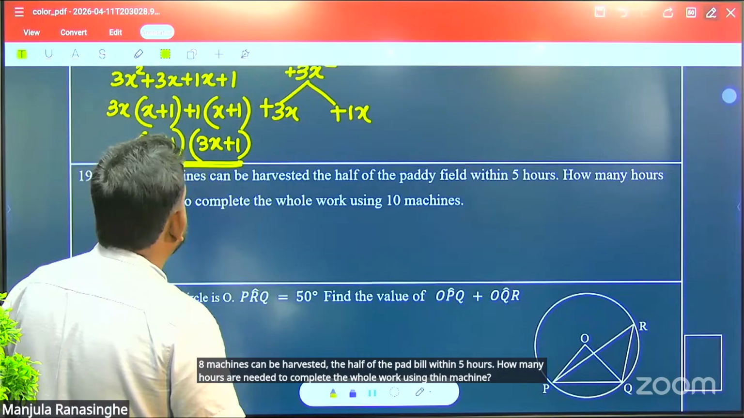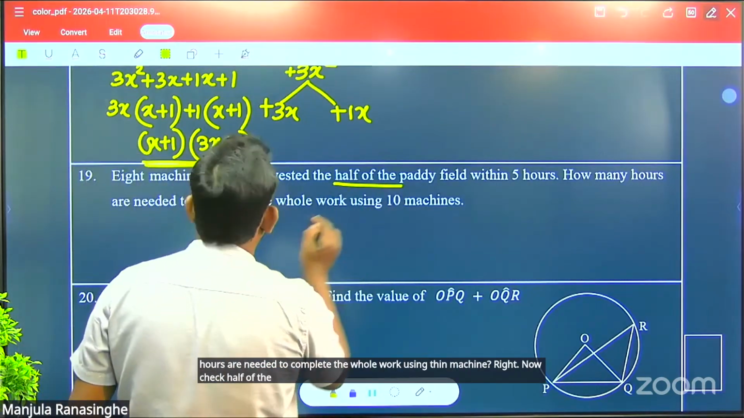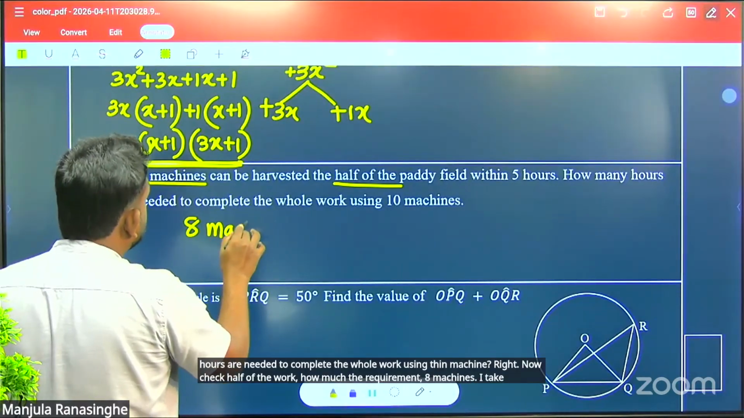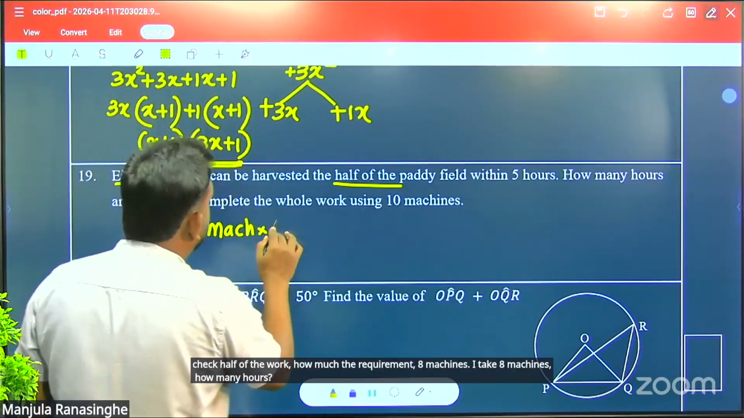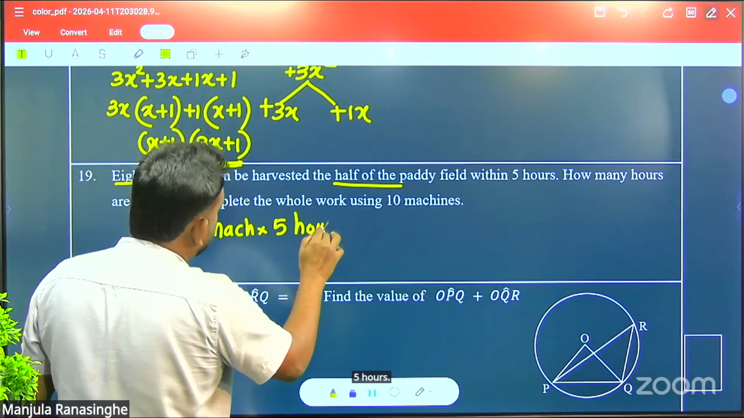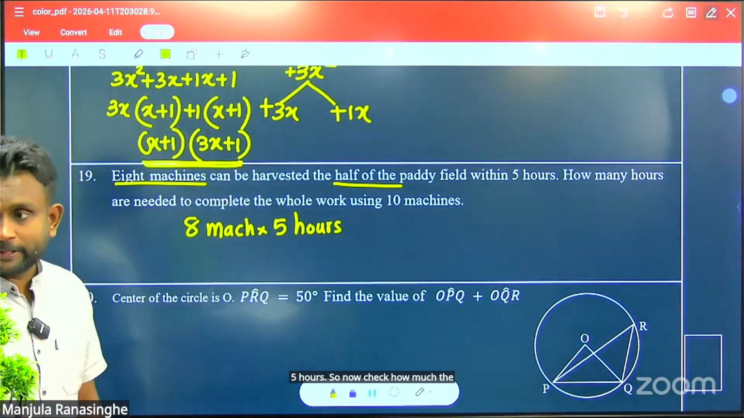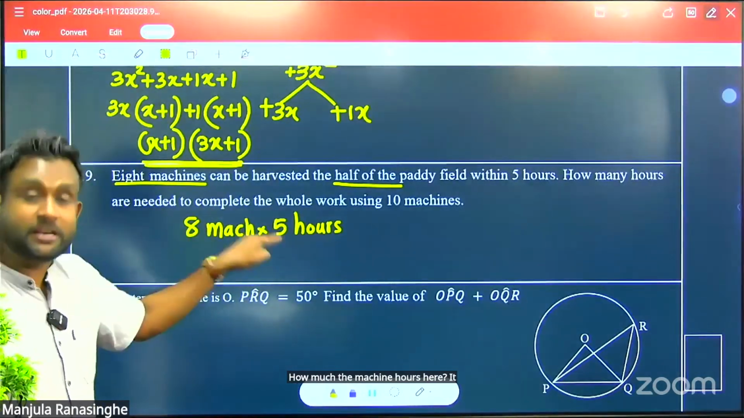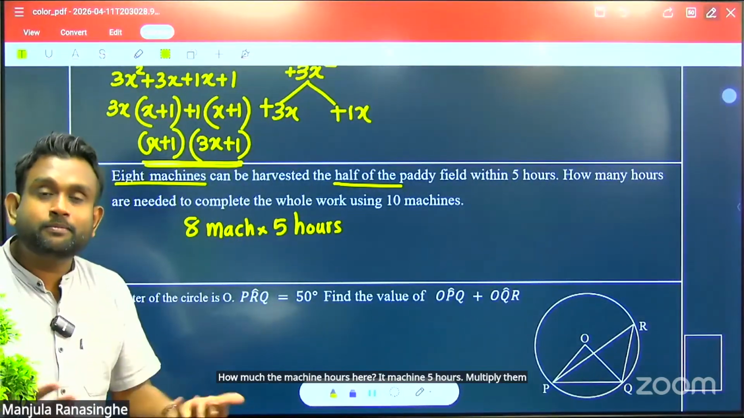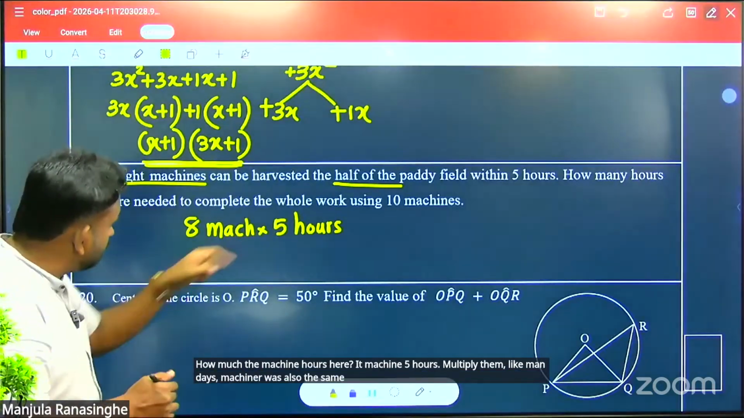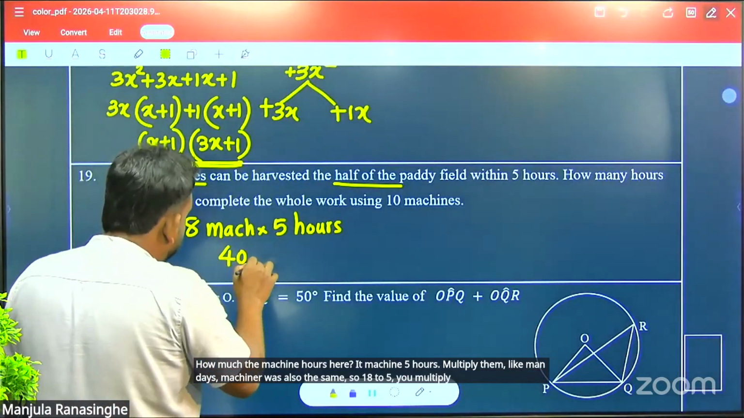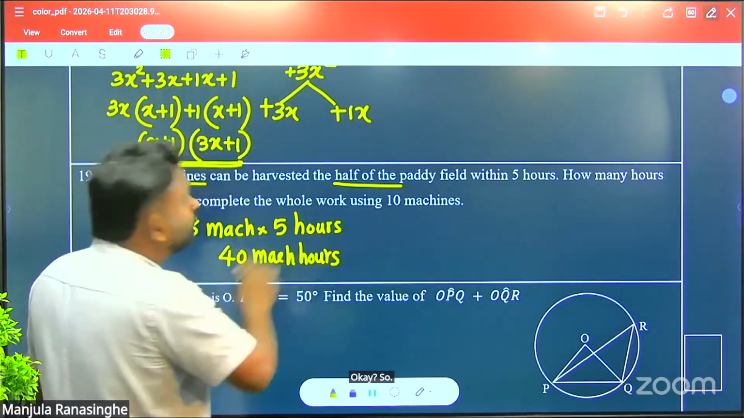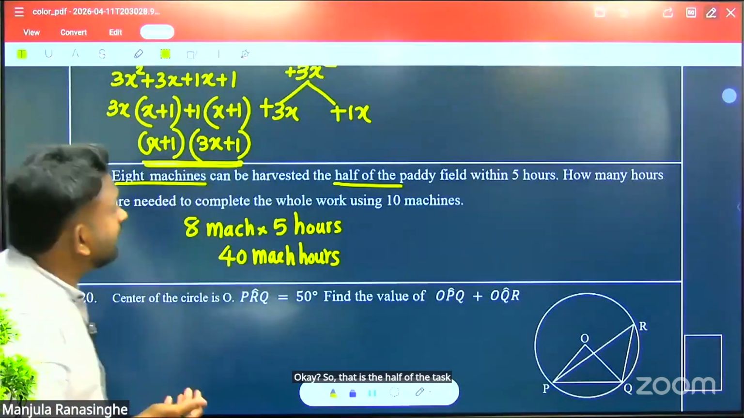Right. Now check: for half of the work, how much is the requirement? Eight machines, I take eight machines. How many hours? 5 hours. So now check how many machine hours. 8 machines and 5 hours, multiply them, like man days; machine hours are the same. So 8 into 5, you multiply, then you get 40 machine hours. So that is the half of the task. So the full task is much more.